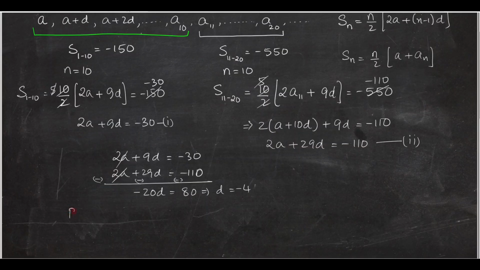So I'm going to put d is equal to minus 4 in equation number 1. 2a plus 9 into minus 4 is equal to minus 30, which implies 2a is equal to 36 minus 30, which is 6, which implies a is equal to 3.